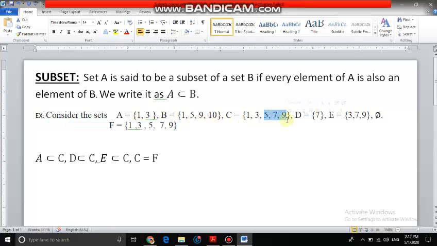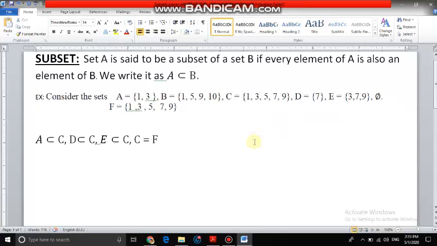But if I want to say C is a subset of A, then every element of C must be an element of A. But here C cannot be a subset of A, because 5, 7, 9 is there in C, but A has no elements 5, 7, 9. So that's why C is not a subset of A. A is a subset of C, but C cannot be a subset of A. But that is possible in C and F. One is a subset of the other, that's why they are equal sets. So that is the definition of subset.